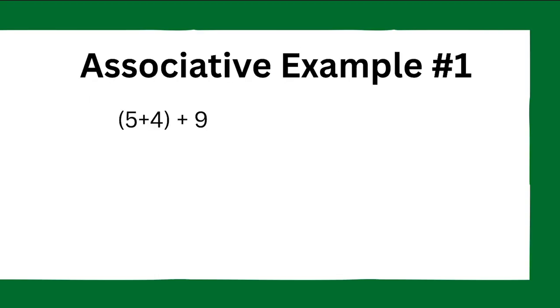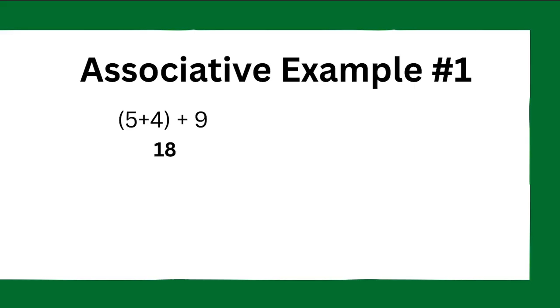So starting off with my very first example, I have 5 plus 4 inside the parentheses plus 9. And when I solve this, 5 plus 4, I get 9. And now I'm going to add 9 from the outside. I get 18. Now, what happens if I move the parentheses to match 4 and 9 instead? So they're in there. So I'm going to write that down. I have 5 plus on the outside, and then in the inside of the parentheses, I have 4 plus 9. So 9 plus 4, that's 13, plus 5, I get 18 still.